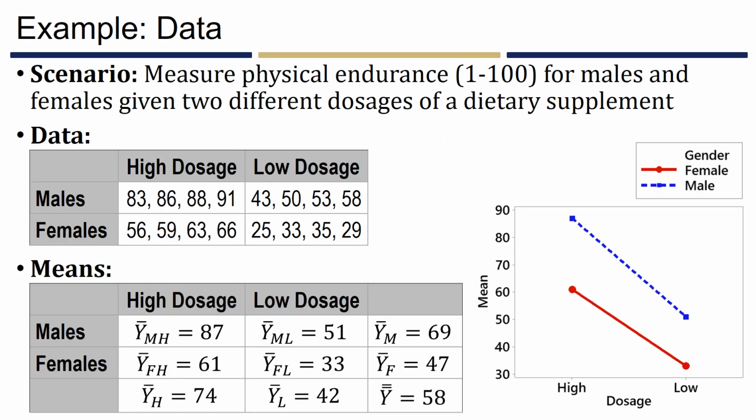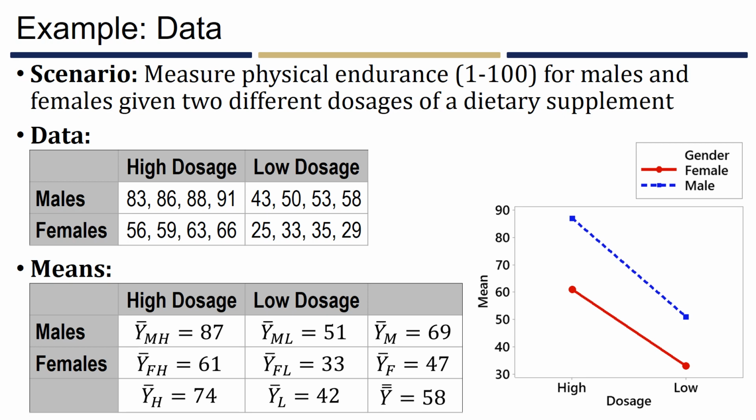Let's take a look at the data now. Notice that we have a balanced two-way ANOVA. We have 4 subjects in each of the 4 combinations for a total of 16 observations. The table of group means down at the bottom is going to be extremely important for calculating out our sums of squares. In total, we have 9 different means that we're going to need to incorporate.